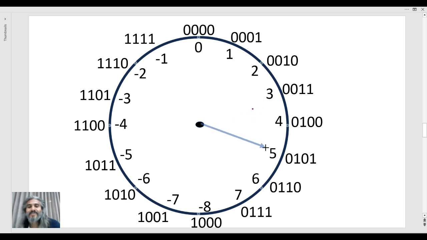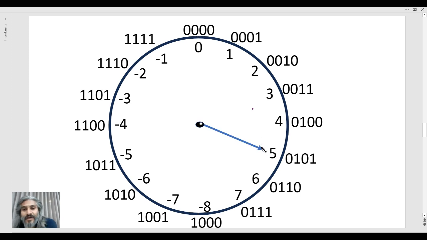So let's do this for fun. 1, 2, 3, 4, 5, 6, 7, 8, 9, 10, 11, 12, 13, 14. Right? So 5 minus 2 is still 3, even if we do 5 plus 14. So 5 plus 14 is the same as 5 minus 2 in this representation, where we are wrapping around after 15. We are coming back to 0.